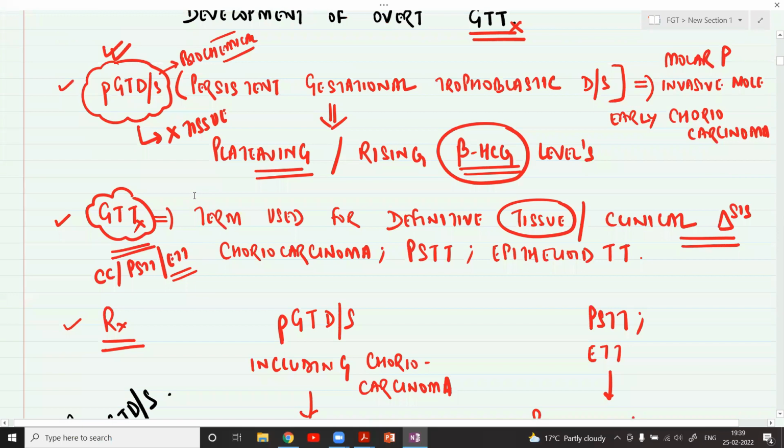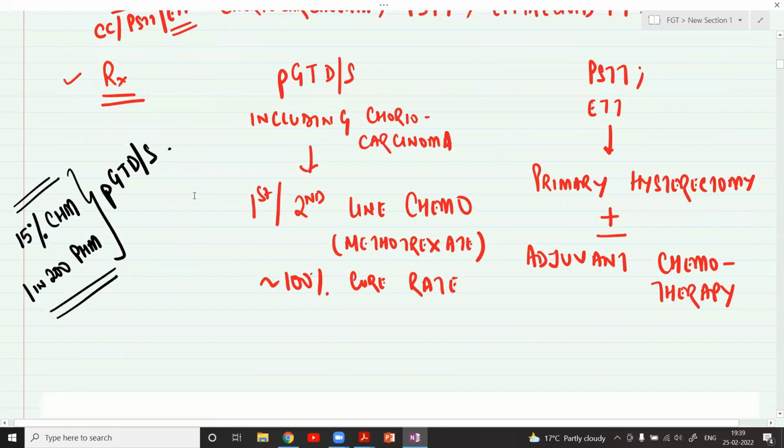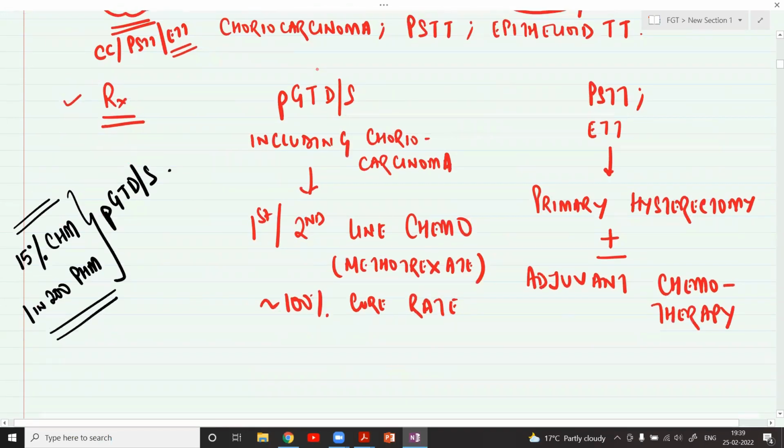Now you must be thinking, why, sir, are we reading about persistent gestational trophoblastic disease and gestational trophoblastic tumor? What is the importance? See, the importance is this. Now, any kind of persistent trophoblastic disease, I do not know what the tissue diagnosis is. The only thing I know is that the beta HCG levels are rising or plateaued. In that case, I'm using the term persistent gestational trophoblastic disease. It also includes early stages of choriocarcinoma.